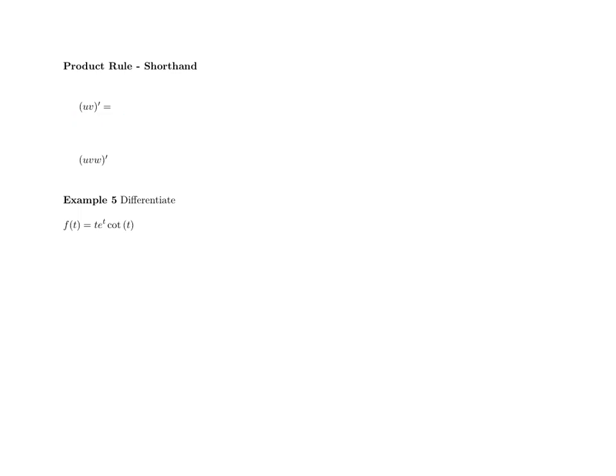The product rule can be thought of as 2 functions being multiplied together, and then this prime means you take the derivative. I'll call my 2 functions u and v. If you remember what the product rule says, it's the first times the derivative of the second plus the second times the derivative of the first. You could write it like this.